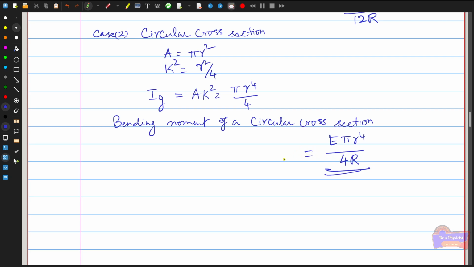If I know all the values in this expression, I can easily use this bending moment for any cantilever problem. Okay, so I will stop here, and we can see the depression and compression happening in this cantilever in the next class. Okay, thank you.